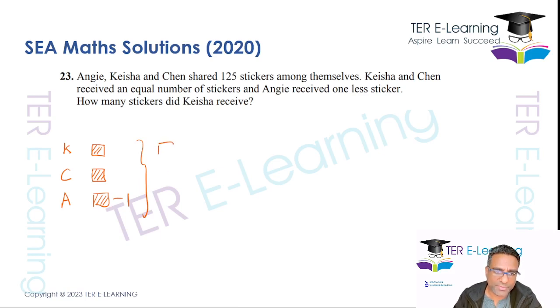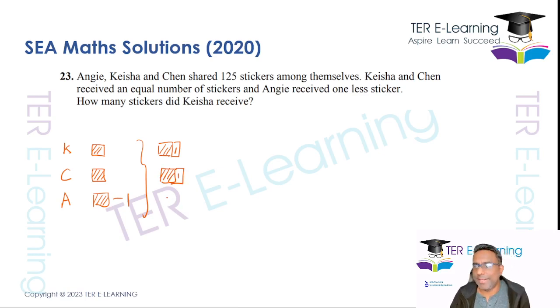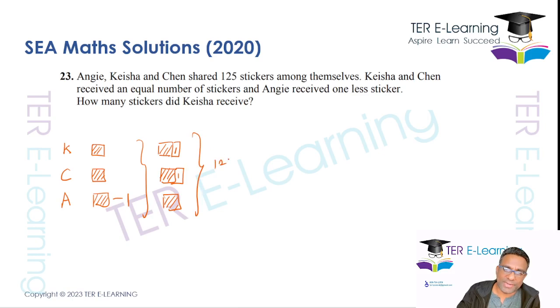Now, in terms of amount, it means that Keisha would have received one more than Angie, so let's put a 1 here. And Chen would have had the same thing as well, this piece plus 1, because both of them have identical amounts. And then Angie would have just received a box. So try to understand what's happening here. Angie received one box, Chen received one more than that, and Keisha received one more than what Angie had as well. Now when you add up all of this, you should get 125 stickers.